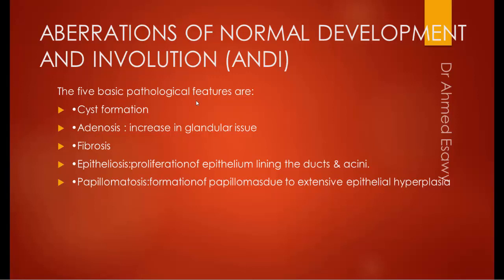There are 5 pathological features present in ANDI: cyst formation, adenosis, increase in glandular tissue, fibrosis, epitheliosis, papillomatosis. Epitheliosis means proliferation of epithelium lining the ducts and the acini. Papillomatosis means formation of papillomas due to extensive epithelial hyperplasia. These are the basic pathological features of ANDI. Fibrocystic change is one disorder of ANDI, which includes cyst formation, adenosis, and fibrosis.